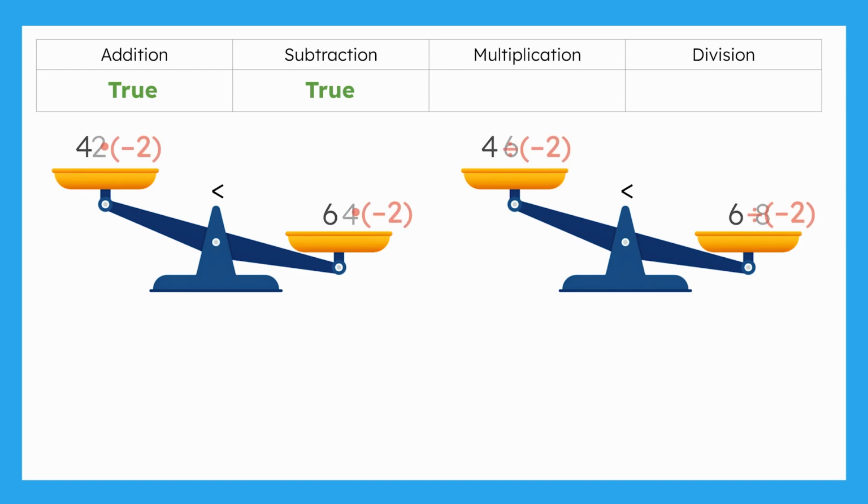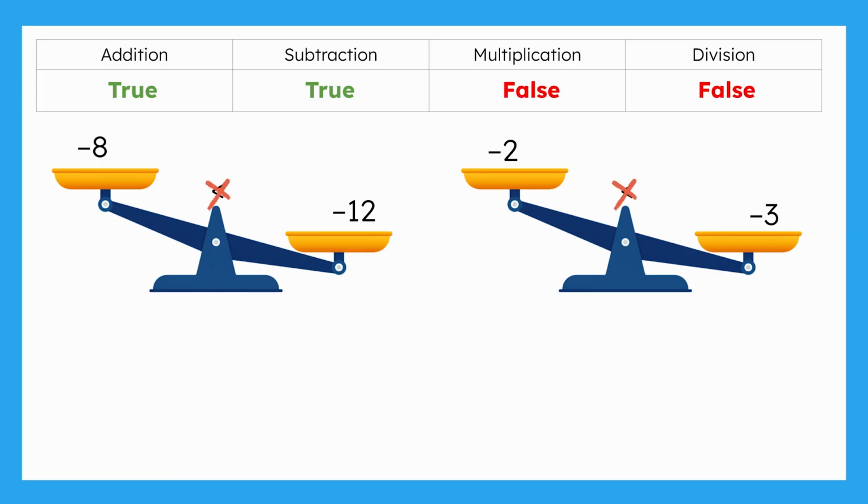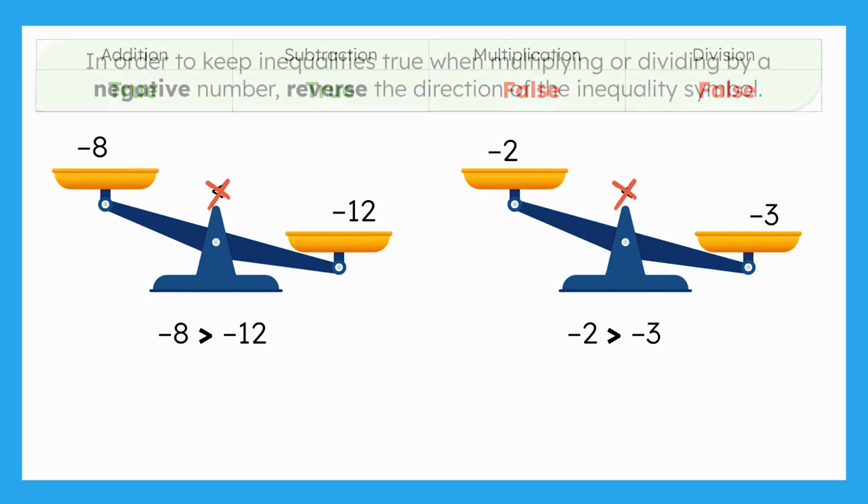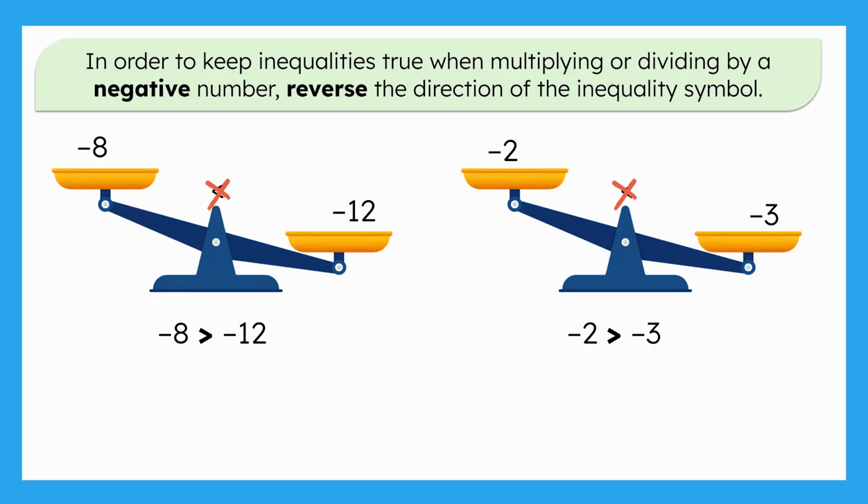But when I multiply and divide by -2, I wind up with -8 is less than -12, and -2 is less than -3. Are those inequalities true? No way! -8 is greater than -12, and -2 is greater than -3. So in order to keep inequalities true when multiplying or dividing by a negative number, we have to reverse the direction of the inequality symbol.